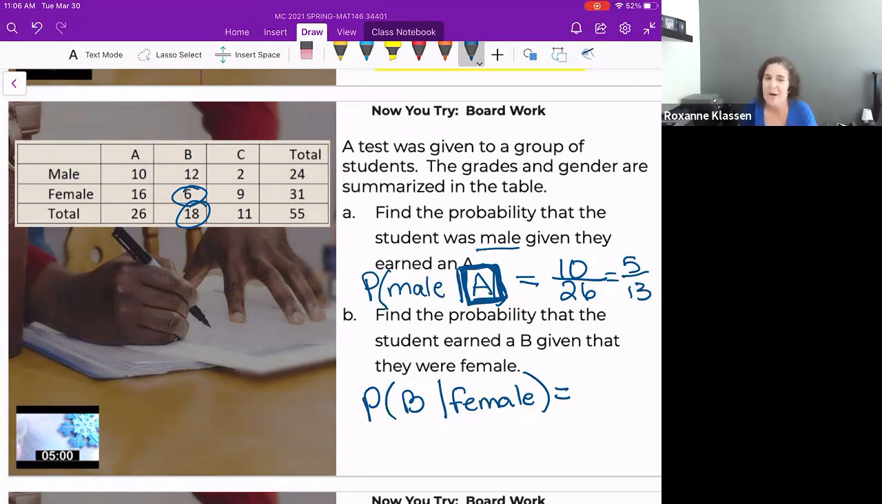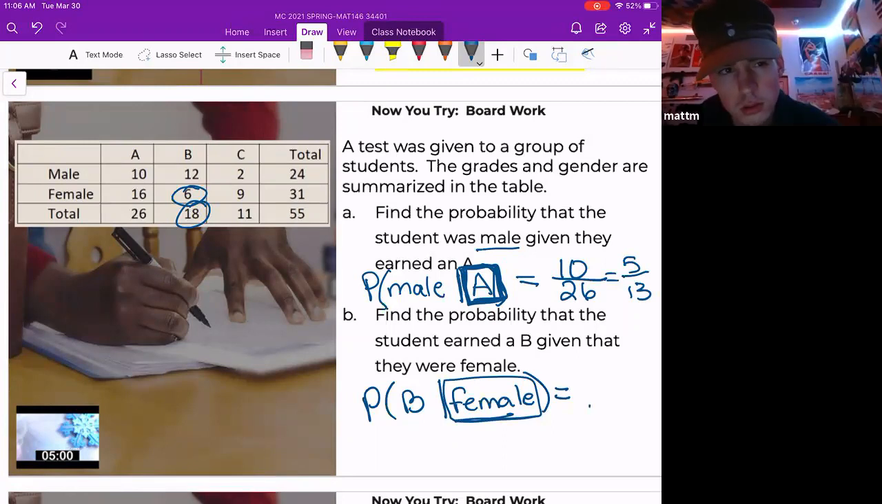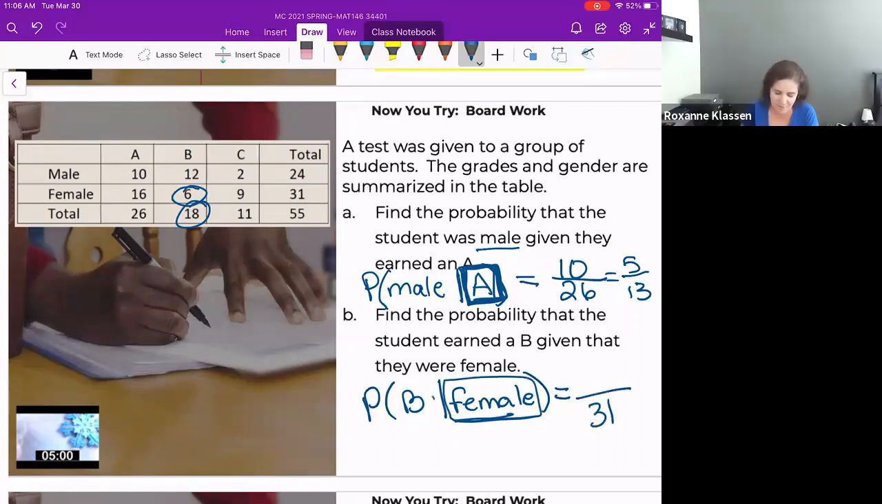Same. But you've got to read the words that are in the problem. Do you see how I wrote my probability statement? The probability that they earned a B given they are female. So female, 31, is our denominator. How many females are there? 31. Then how many of those females got a B? It's 6.